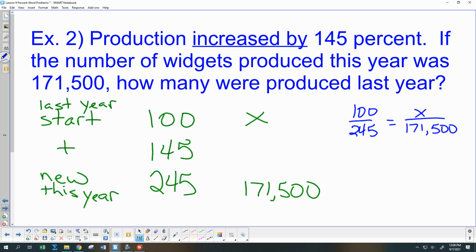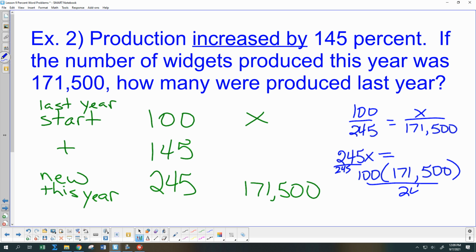You're going to do this one on your calculators the way I just modeled. We're going to write down the cross product. 245x is 100 times 171,500. We're not going to just add 2 extra zeros onto that, even though we could. Then we want to divide both sides by the 245. So this is now all I want you to enter in your calculators, one step. Control divided by, numerator 100 times 171,500. Go to the denominator, 245, and hit enter.